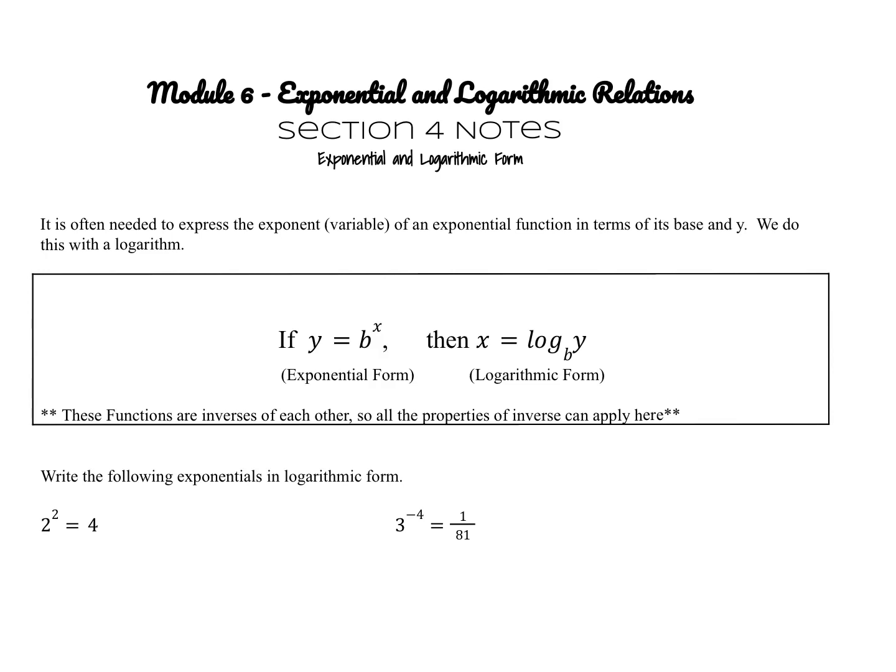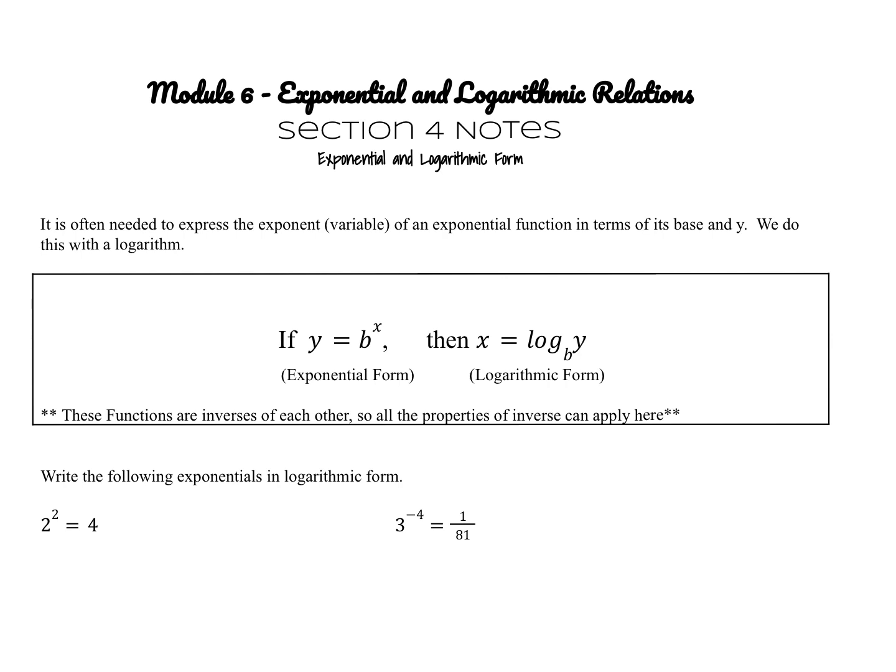In section 4, we are going to talk about exponential and logarithmic form. In section 3, we talked about how to solve an exponential equation where you could rewrite so that both sides were in the same base. But that's not always going to be the case. Sometimes we're going to need to express our exponent or our variable in terms of its base and y.